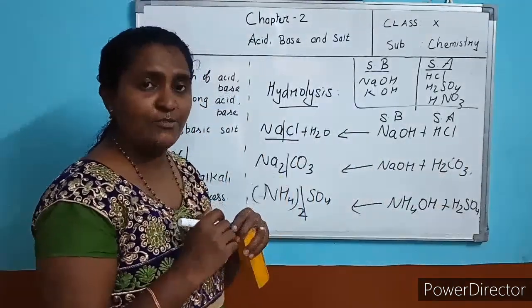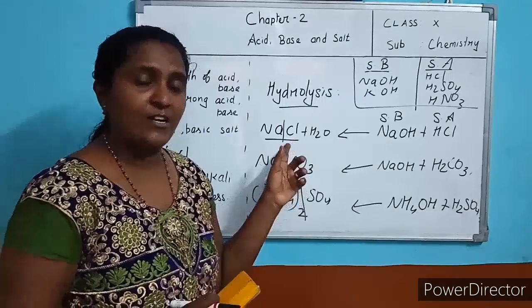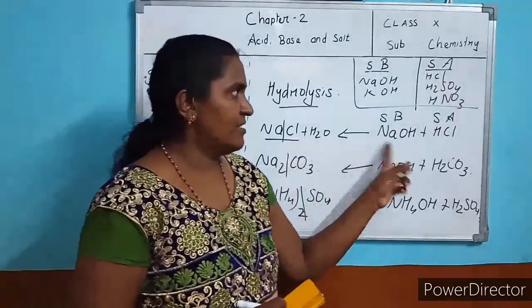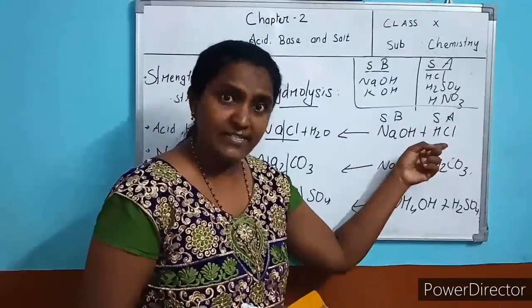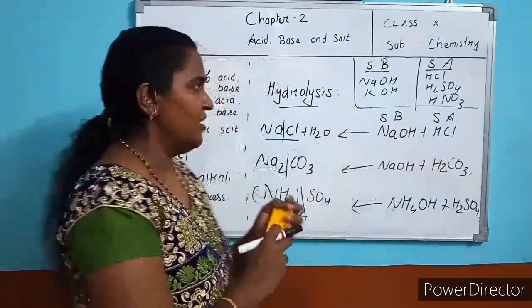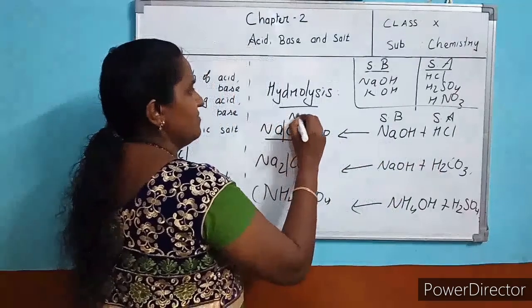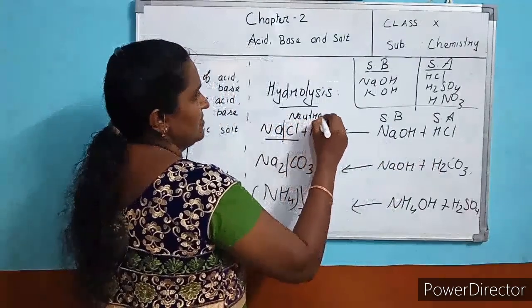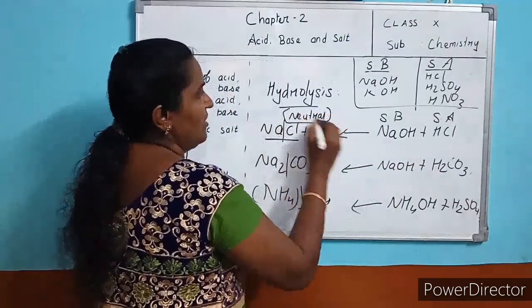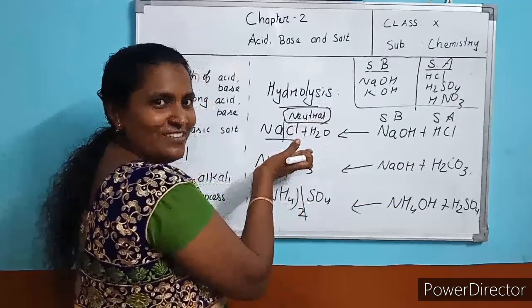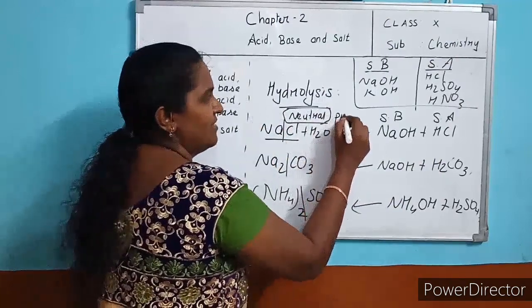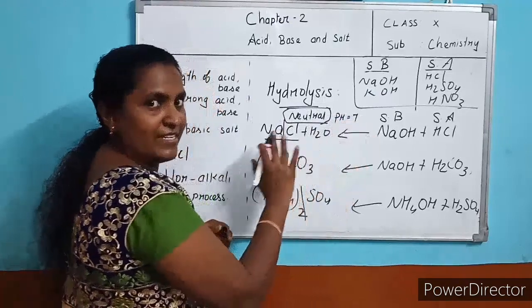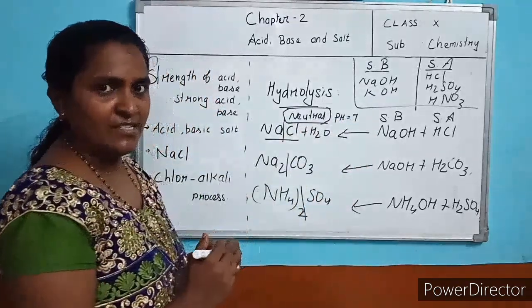Neutral. Why is it neutral? Why is it called neutral salt? Because the salt is formed by strong base and strong acid. Both are strong, then it is called neutral. Now tell me the pH of the solution. If it is neutral, I told you its pH value is 7. Very carefully listen. Understood?